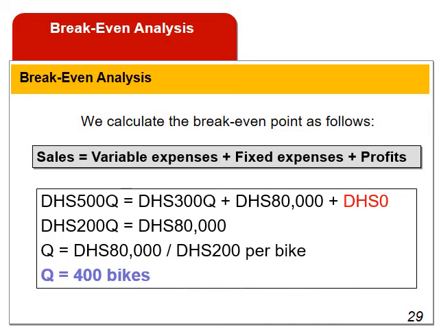Solving this equation shows that the break-even point in units is 400 bikes. We want to be careful with the algebra when we group terms. 400 bikes is the level of sales at which profit is zero. If the company sells more than 400 units, the company will make a profit. If the company sells less than 400 units, the company will make a loss.